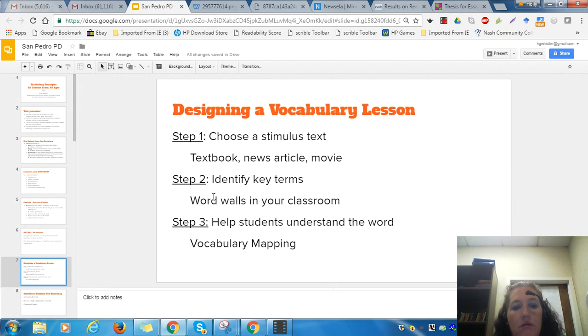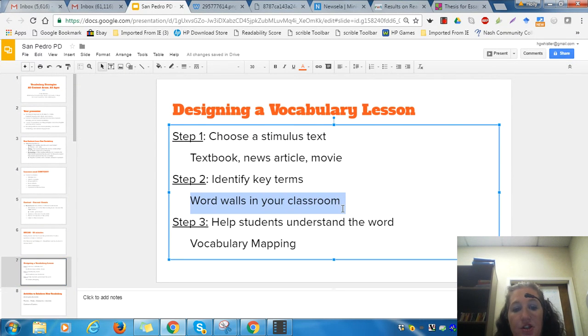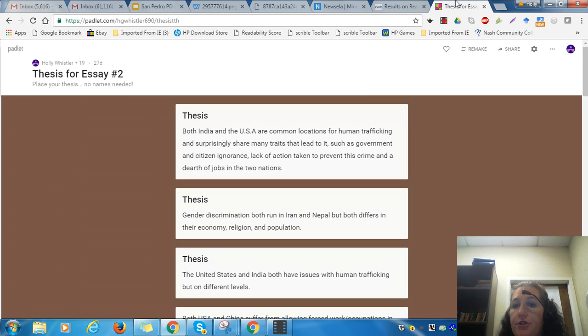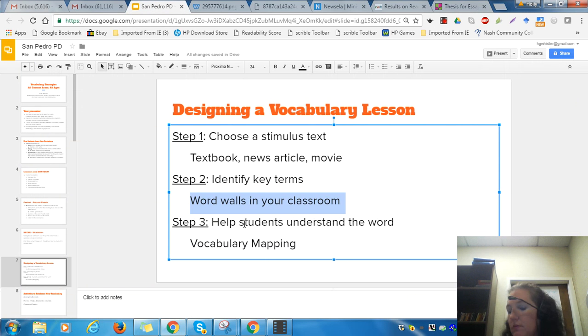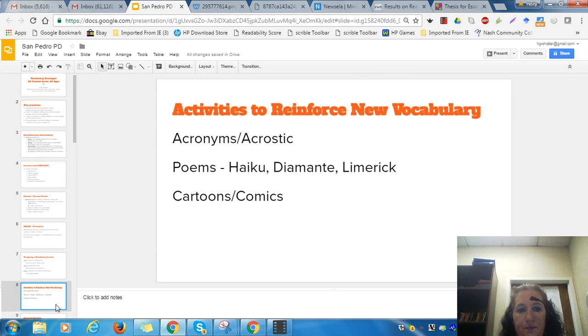And as you're designing, start off with just getting a basic understanding of the word by using a word wall in your classroom. You can also do a digital word wall using Padlet. And then take a look at some vocabulary mapping to also help your students get the basic understanding of your word. And then choose an activity. Based on your stimulus text and based on the words that you underlined, choose one of these to practice.